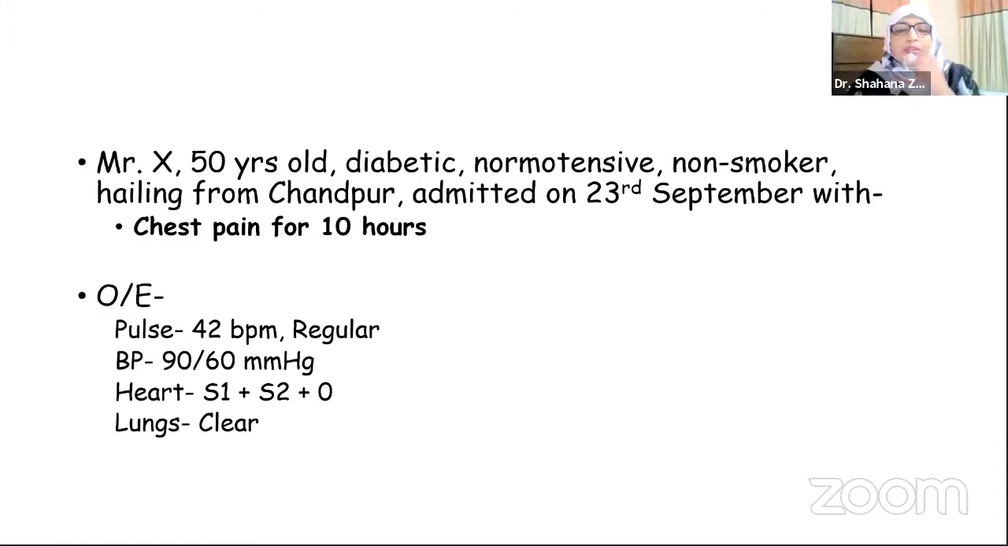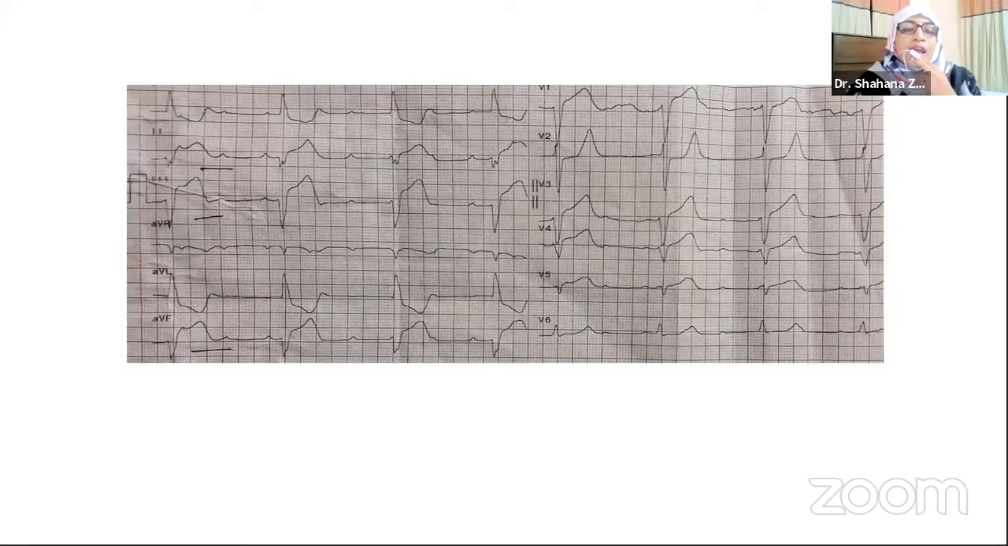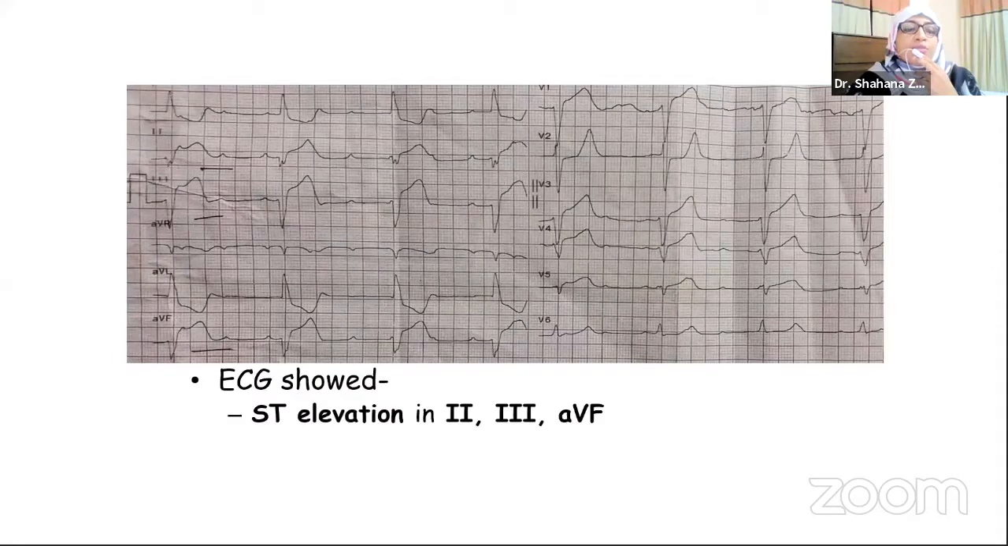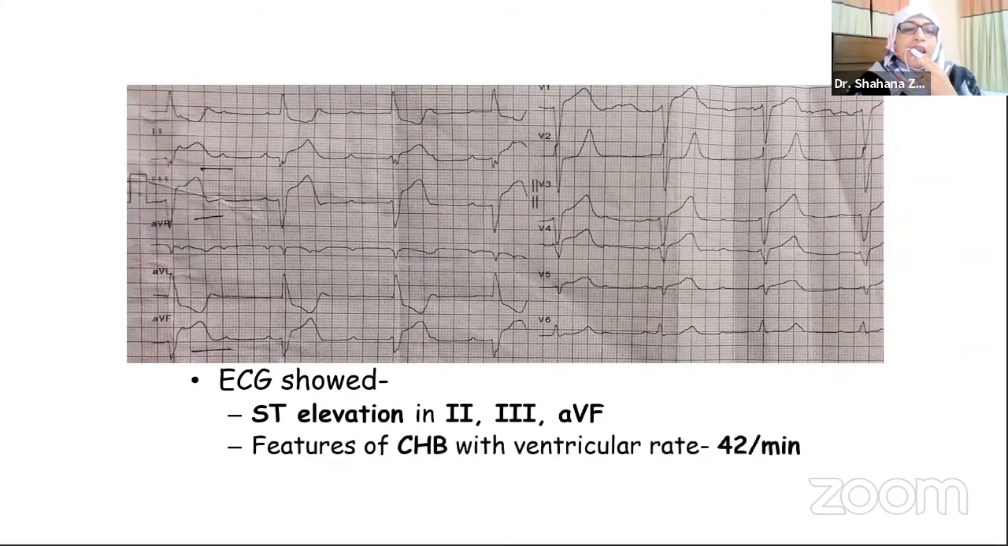50 years old, diabetic, normotensive and non-smoker, hailing from Chowdhury, admitted with chest pain for 10 hours. On examination, his pulse was 42 beats per minute, but regular, BP 90/60. His admission ECG showed ST elevation in leads 2, 3, aVF, and he had features of complete heart block with ventricular rate of 42 beats per minute.